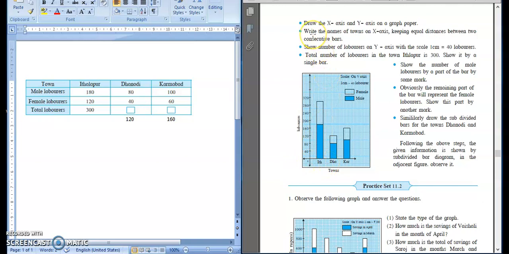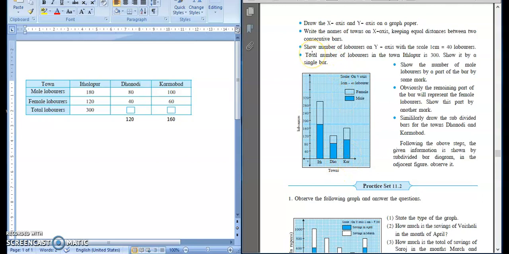Okay. Then the third step is to write the names of the towns on the x-axis. Here the towns are given: Ithalapur, Dhanodi and Karmabad. So write all these three names on the x-axis. This horizontal line is the x-axis. So write down the names here, keeping equal distances between two consecutive bars. This bar should be at the same distance from this bar, and this bar should be at the same distance from this bar.